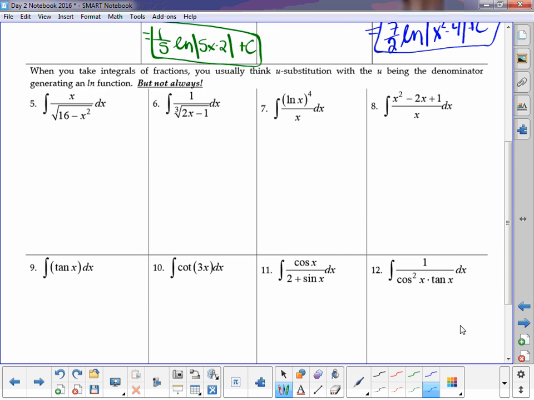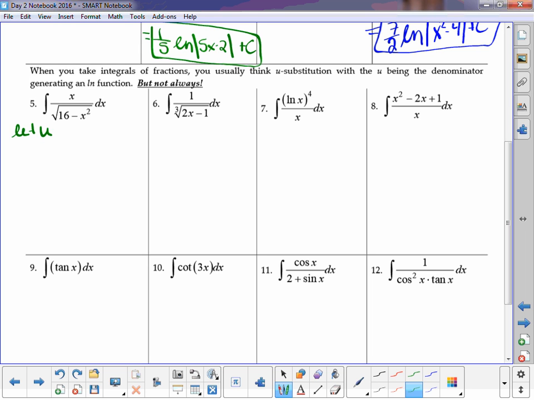All right, so number 5. We have x over the square root of 16 minus x squared. Just because you see a denominator does not automatically mean you're going to use u sub that results in natural log. What do you think my inside function would be here? 16 minus x squared. And so again, I often want to let my u be the inside function. If I did the derivative of that, what would I get? Yeah, the negative 2x. Oh, look, there's an x represented. So it sounds like we're on the right track.